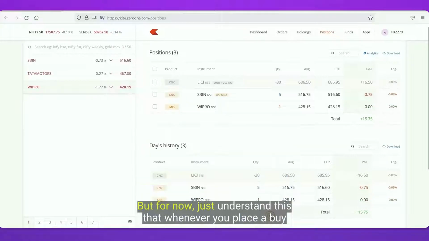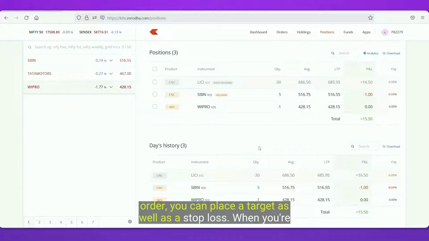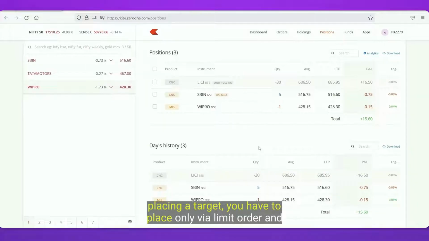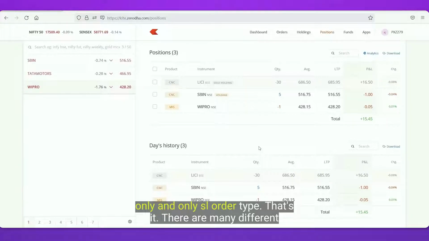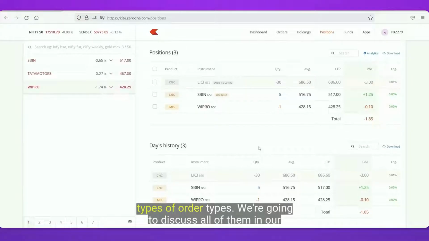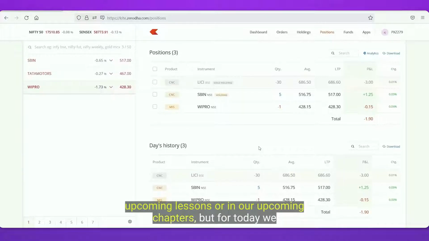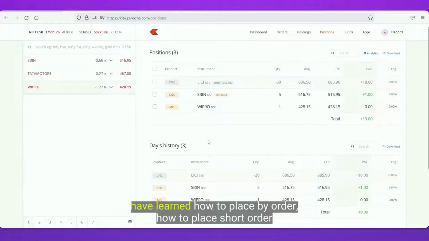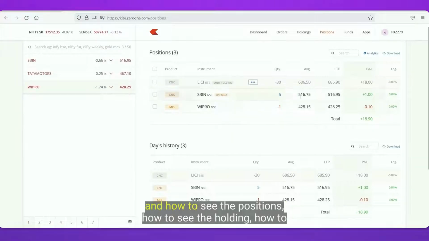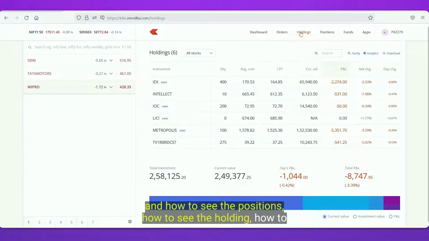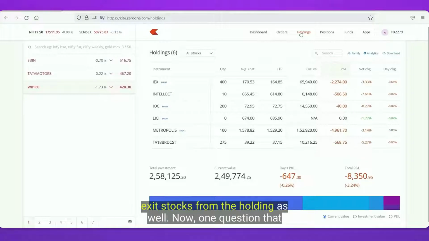But for now, just understand this, that whenever you place a buy order, you can place a target as well as a stop loss. When you're placing a target, you have to place only via limit order. And when you're placing a stop loss, you have to place stop loss via only and only SL order type. That's it. There are many different types of order types. We're going to discuss all of them in our upcoming lessons or chapters. But for today, we have learned how to place buy order, how to place short order, and how to see the positions, how to see the holding, how to exit stocks from the holding as well.